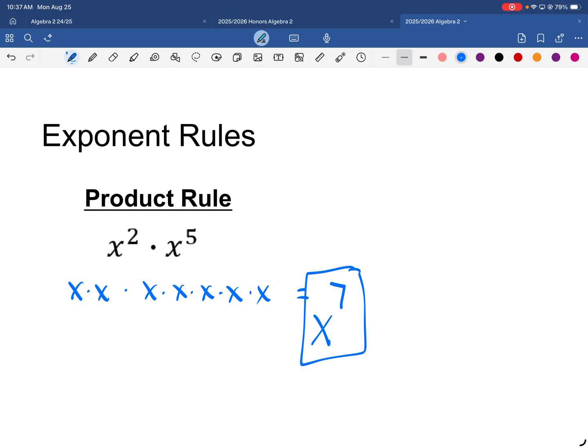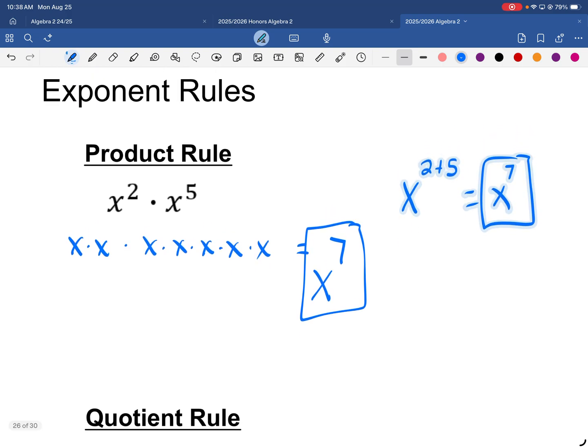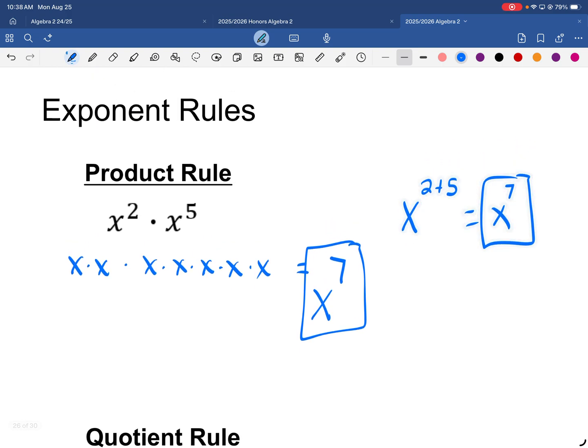Now, obviously, we don't want to put it in expanded form every single time, so we want to come up with a rule. The rule for the product rule is really pretty easy. If you're multiplying two things together that have the same base, you add the exponents. So our exponents are 2 and 5. 2 plus 5 is 7. Your base remains the same. You take it to the 7th power. That's the product rule. The exponents are simply added. Product rule says we add the exponents.